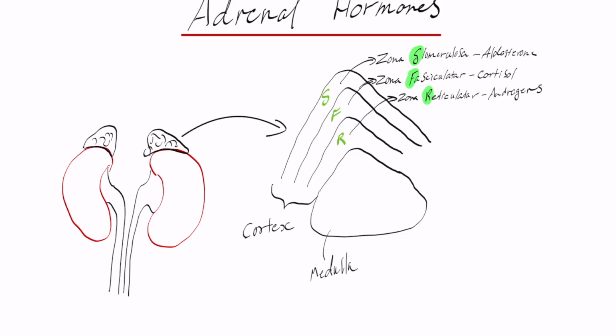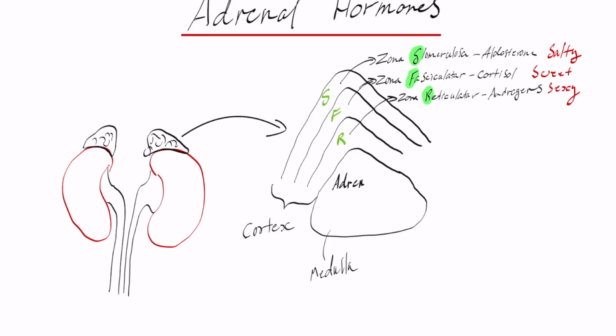Then in terms of the hormones that are released, I remember it as salty, sweet, sexy. Salty for aldosterone because it affects your sodium in your blood. Sweet for cortisol because it affects your blood sugars. And sexy because androgens are sex hormones such as testosterone that's released from here.